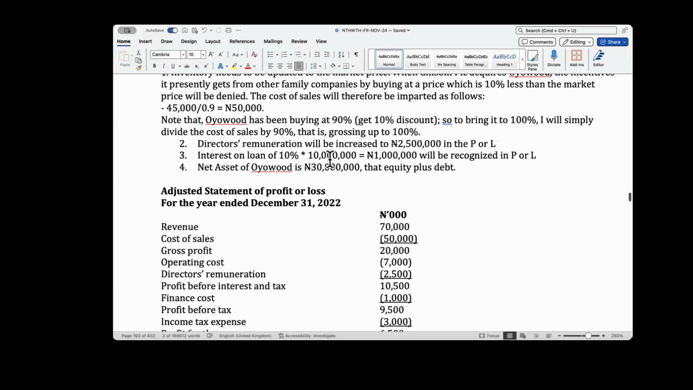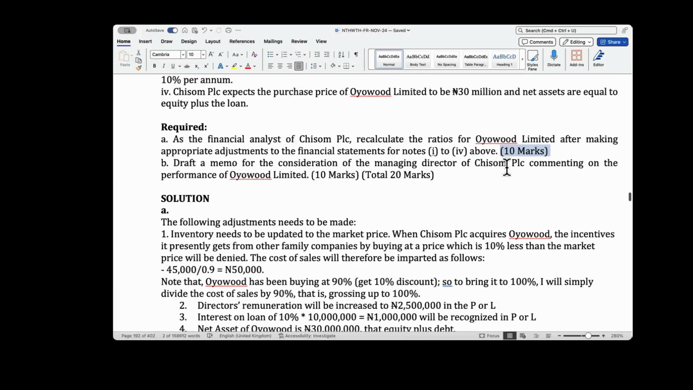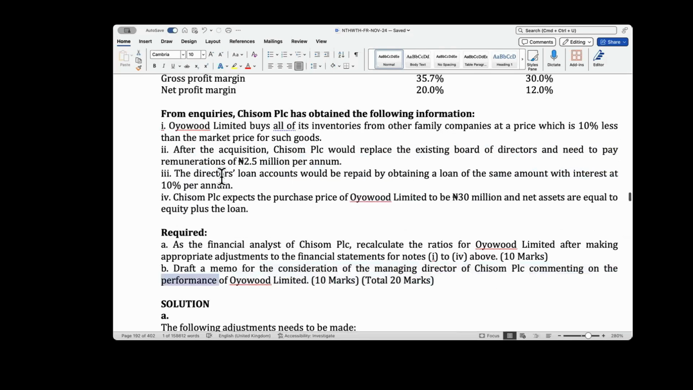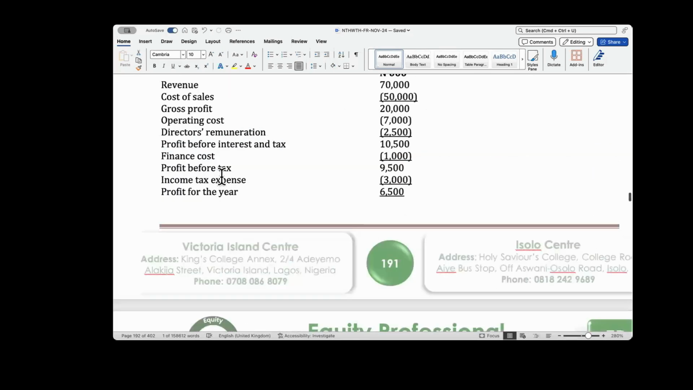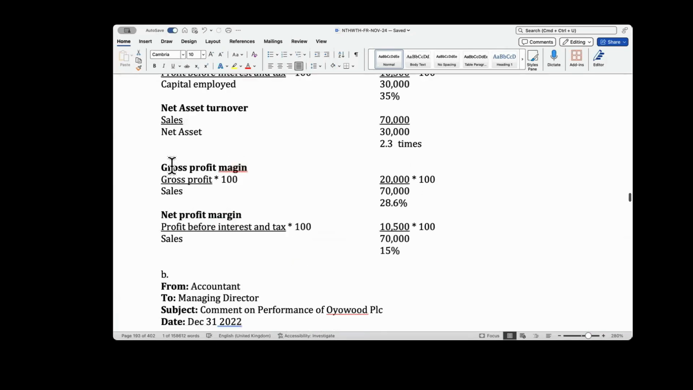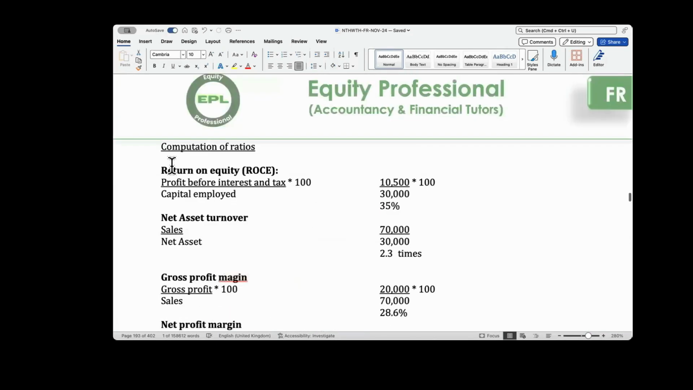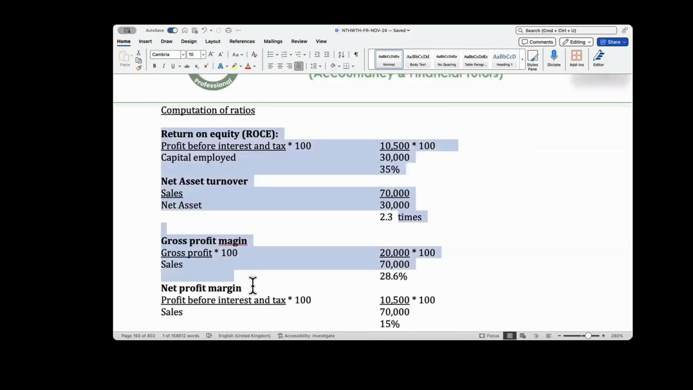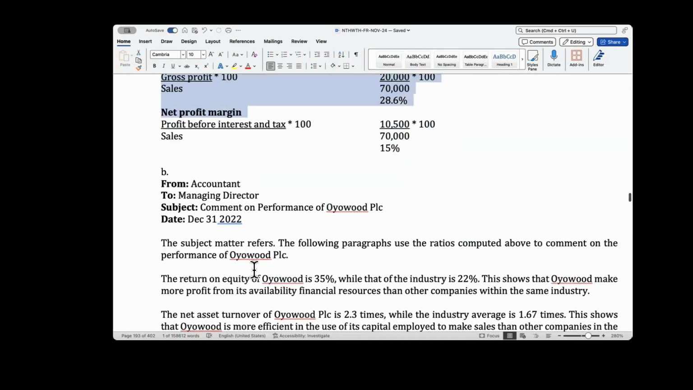The B part: draft a memo for the consideration of the MD of Chisom, commenting on performance. I always like this when they say commenting. This one is more important than the ratio. Ratio is important, fine. But when they say comment, discuss, analyze, it's something you can get 10 marks. They want you to comment on performance. Just comment on all the ratios you computed one by one. All of them are performance ratios anyway. They are all profitability ratios, all the four. That's why they specifically mentioned performance.